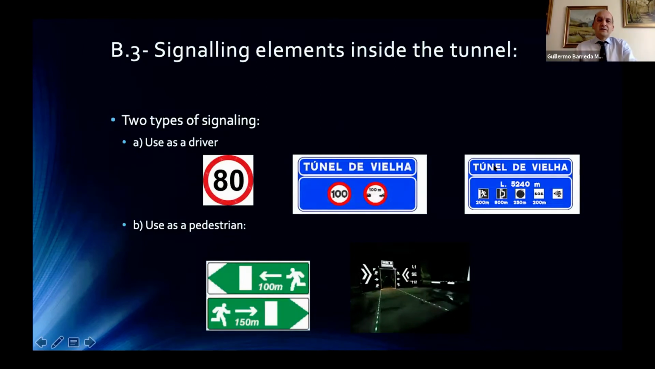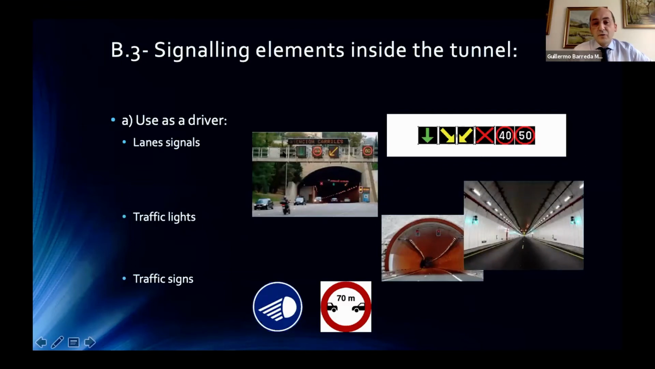Okay, let's go. The signaling elements inside the tunnel are different to the signs in an open air stretch. There are two types of signaling, as we said before. For the use as a driver, we saw the normal cases for the tunnels, addressed to the drivers, and for the use as a pedestrian, as we saw before, for emergency situations. Here we can see an emergency exit. For the use as a driver, there are more signs, lane signals, as we can see here, traffic lights here, and the normal traffic signs. This is specific for keeping safety distance and the obligation of switching on the lights in this case.